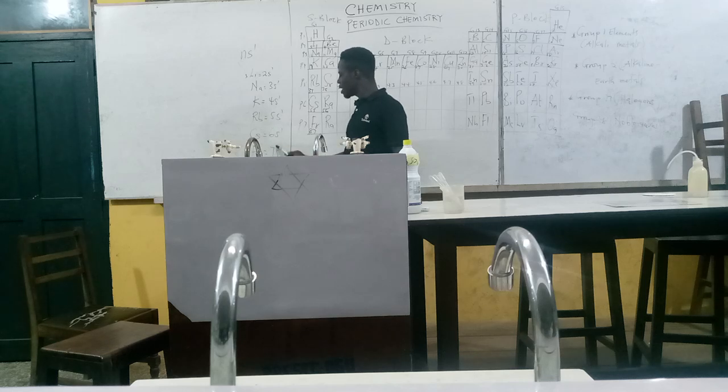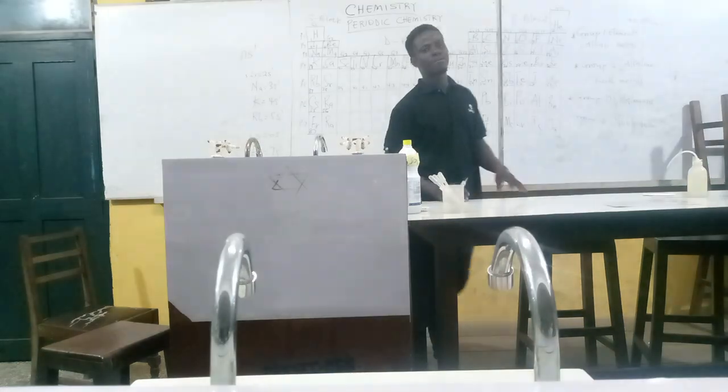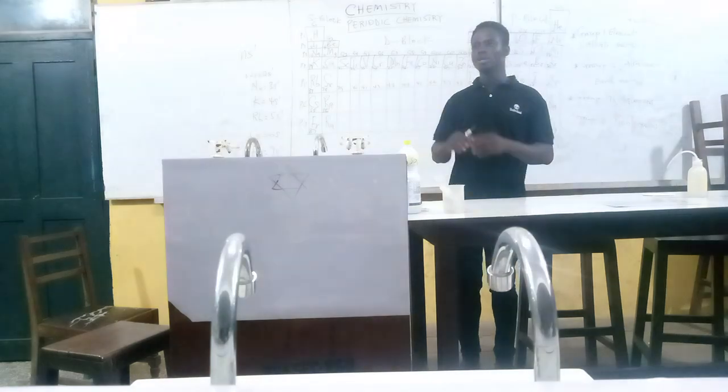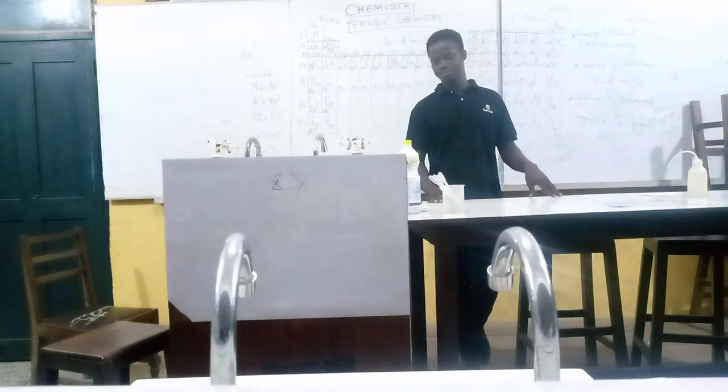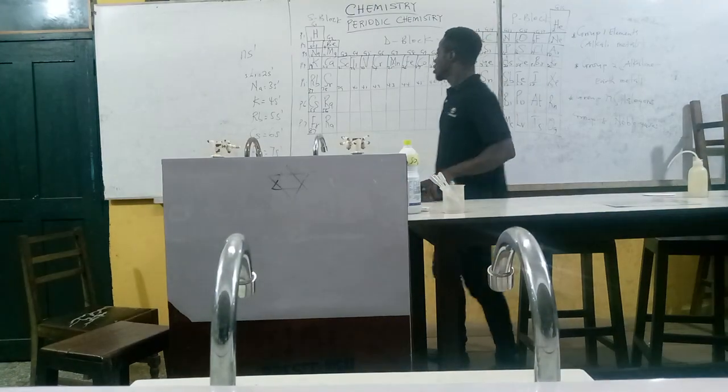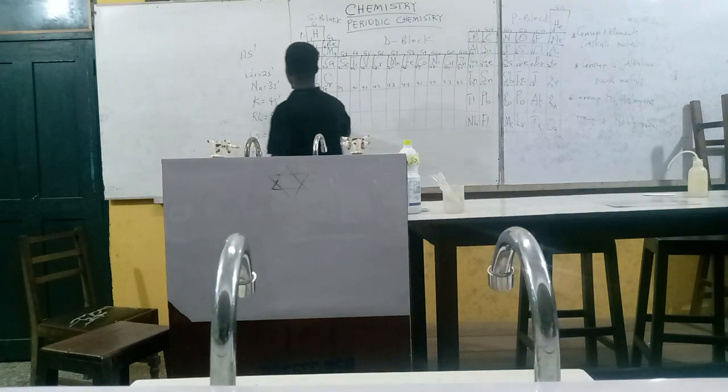Supposed to be in period 7, group 1, and block S. That is the thing. So outermost electrons are very important. We need to appreciate when we are writing outermost electrons because we use them in so many things. Alright, so these are some few characteristics they possess.